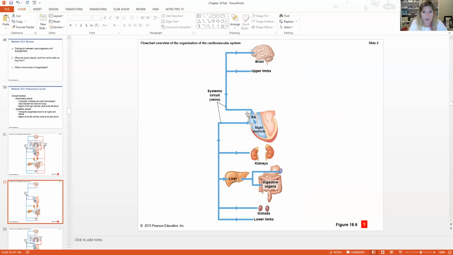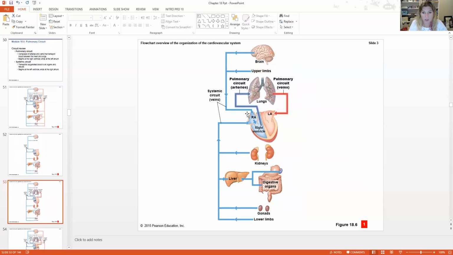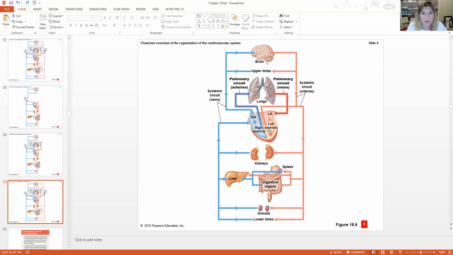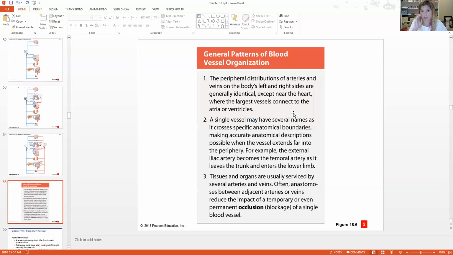This is showing you the venous side. Here we introduce the venous side and the pulmonary circuit, right? So all this venous blood comes back to the heart, leaves the right side of the heart, goes to the lungs, then leaves the lungs and goes to the left side of the heart, and then from the left side of the heart, leaves the left ventricle and then out to the rest of the body, the periphery. So this is the general pattern of vessel organization.